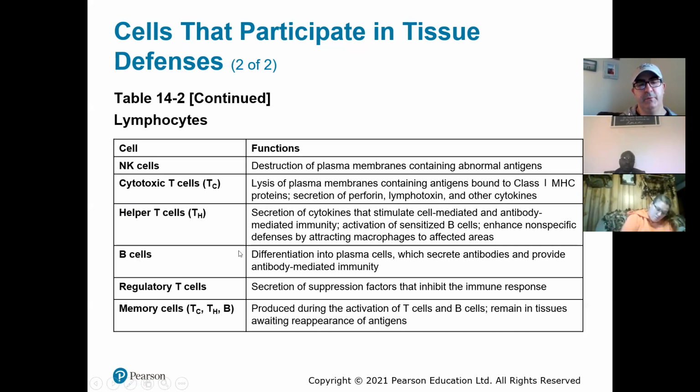B cells actually produce antibodies. They can activate helper T cells as well. Regulatory T cells suppress the immune response after a certain amount of time. And then you produce memory cells. Both T cells and B cells produce memory cells, and those stick around for a long time.